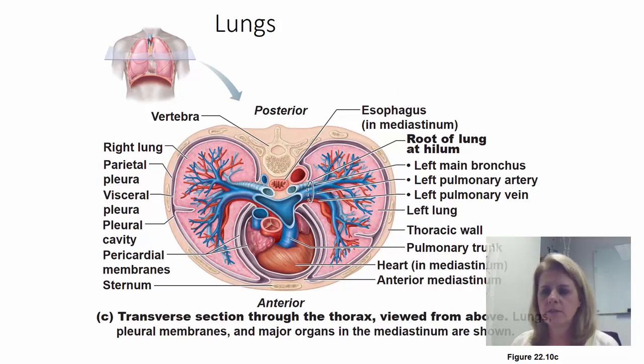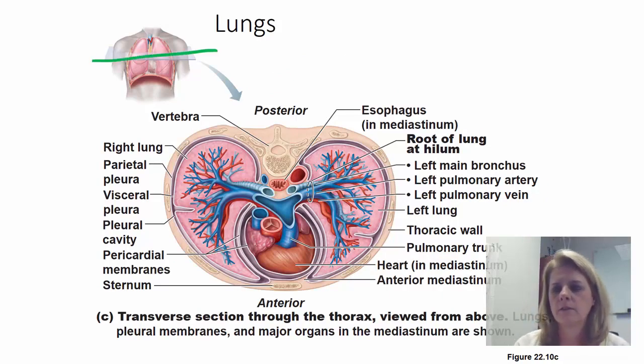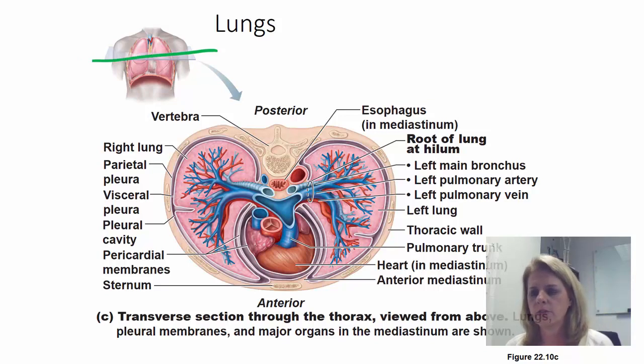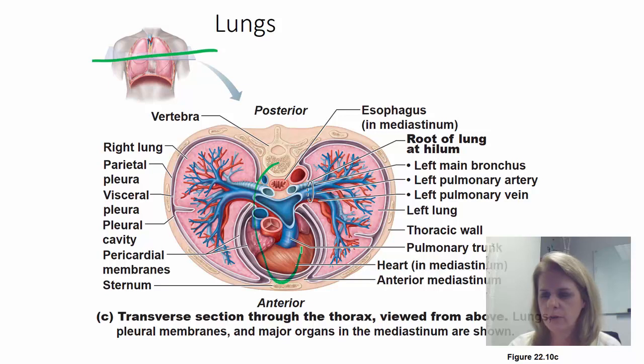This is looking down, so you've taken a cut across a transverse section and you're looking down, and you can see here's the mediastinum. So this is where your aorta, vena cava, esophagus, trachea, all that heart is filling up the middle cavity. And then around that you have your lungs, and you can see they really do fill up your chest cavity.